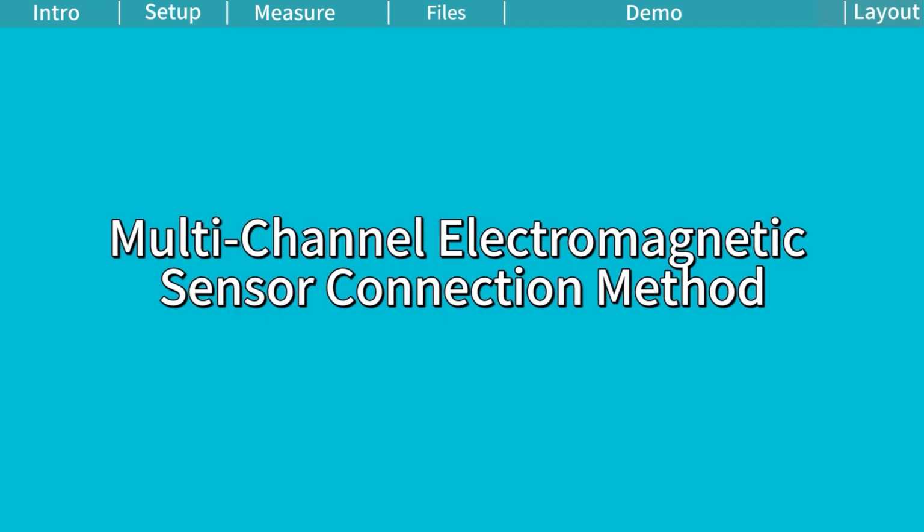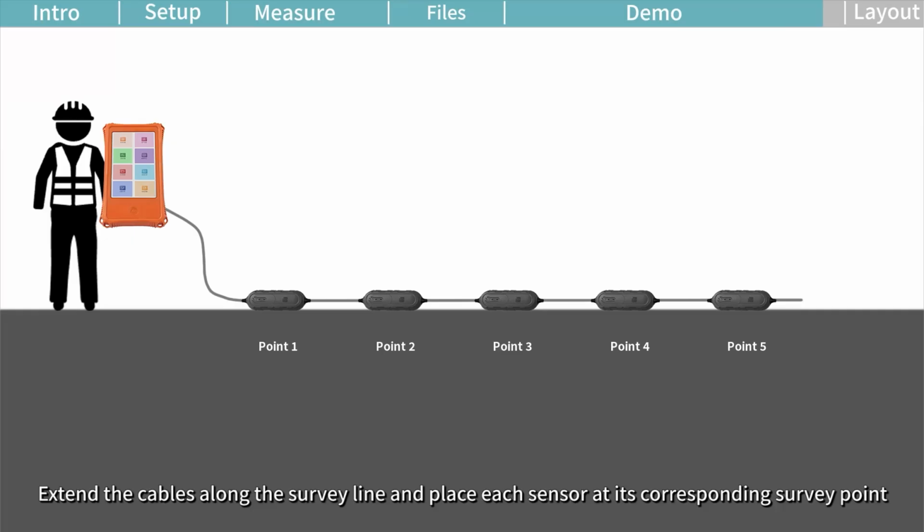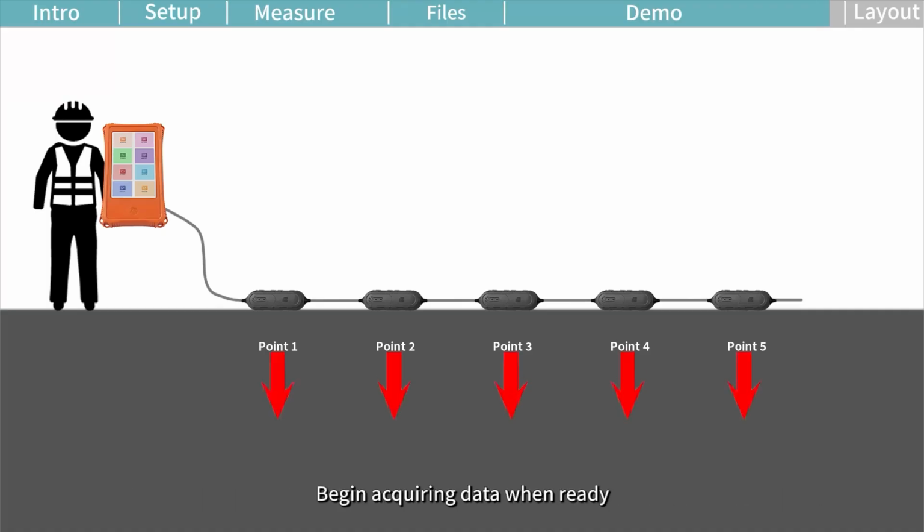Multi-channel electromagnetic sensor connection method. Connect the sensors to the main unit. Extend the cables along the survey line and place each sensor at its corresponding survey point. Begin acquiring data when ready.